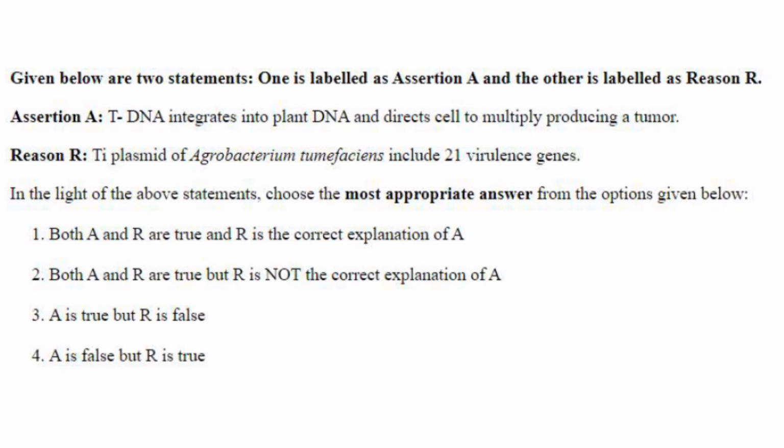Then the next one: T-DNA integrates into plant DNA and directs the cell to multiply, producing a tumor. Okay, that's correct. The Ti plasmid of Agrobacterium tumefaciens includes 21 virulence genes. Yes, Vir genes help the bacteria to infect the plant cell and transfer its T-DNA into the plant genome. So the reason is correct, the assertion is also correct, and the reason explains the assertion. So both A and R are true, and R is the correct explanation of A. Answer is option 1.